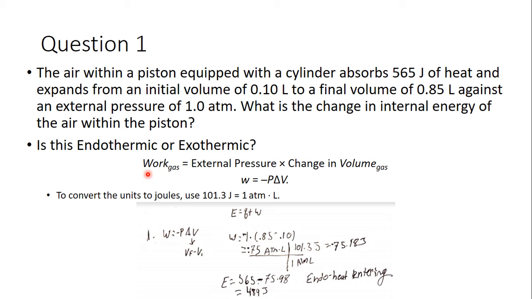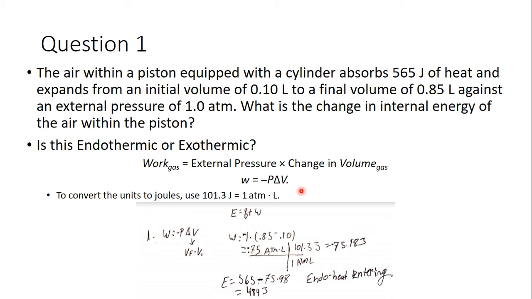So we're doing expansion work, and we have a specific equation for when we do expansion work. And that is work equals external pressure times the change in volume in a gas, or work equals negative P delta V. Remember, whenever you see delta, that's going to be final minus initial. So this is final volume minus initial volume. And when we do this, P will be in atmospheres, V's will be in liters. So our final unit is going to be in atmosphere liter.